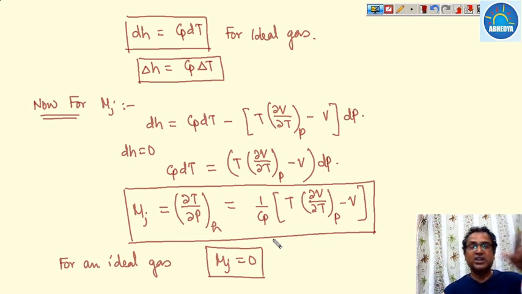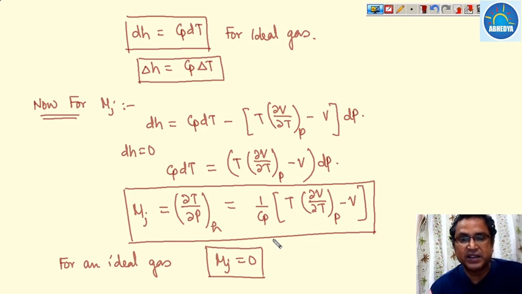And what is the inversion curve? Inversion curve is nothing but the locus of all the points where the value of mu j is equal to 0. Okay. So this is one aspect of the Maxwell equation.